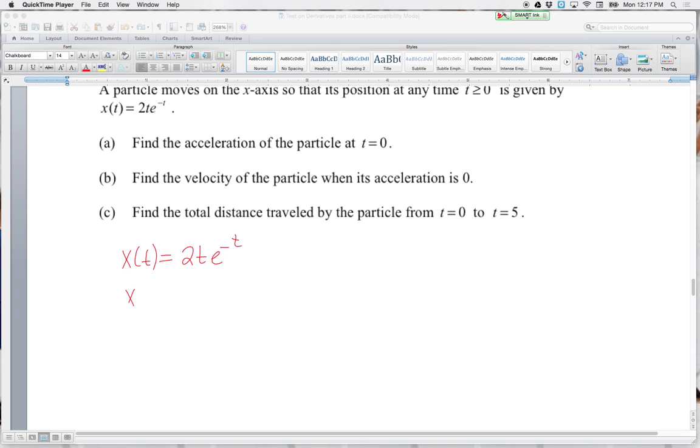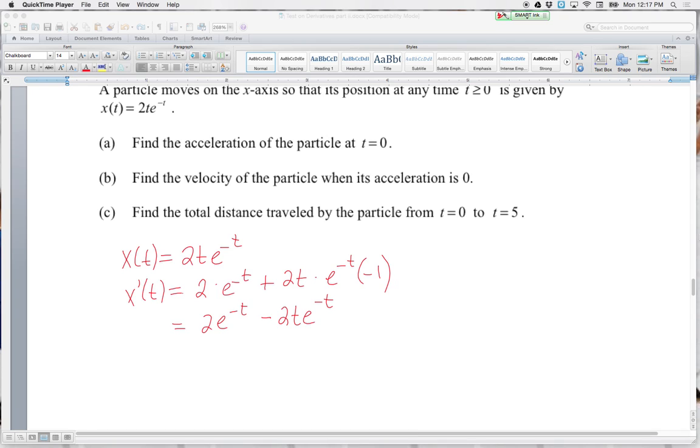So we got x prime of t, pay attention, is equal to the derivative of the first function, which would be what? 2 times e to the negative t plus the first function times the derivative of the second, which would be e to the negative t times negative 1. When you simplify that, you're going to get 2e to the negative t minus 2t e to the negative t. Agreed? There's a point. 1 point right now. Go ahead and give it to you if you got that.